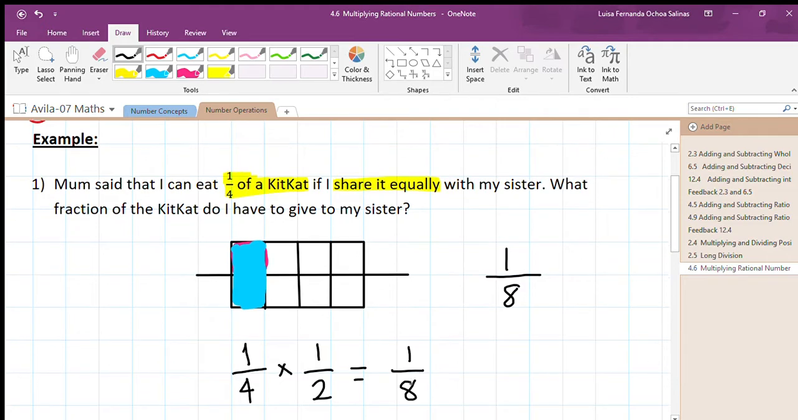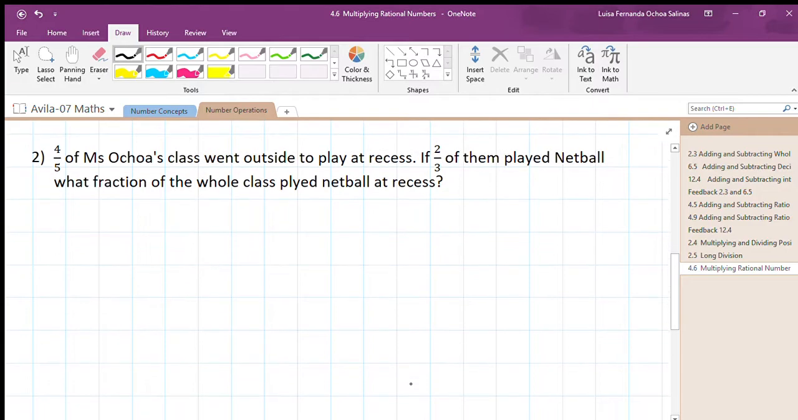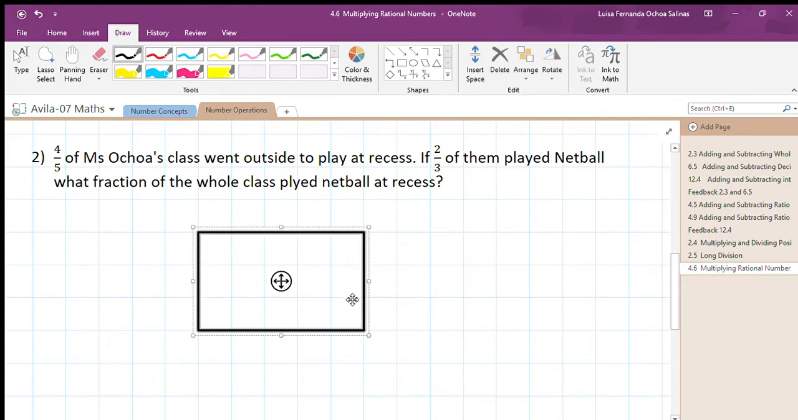Okay, good. Let's look at another example. Okay, 4/5 of Miss Ochoa's class went outside to play at recess. If 2/3 of them play netball, what fraction of the whole class played netball at recess? So I'm going to start doing the same thing. I'm going to draw my whole, and I know that I have to divide it into 5 pieces. So 1, 2, 3, 4, 5. Okay, there we go. That's going to be my whole.